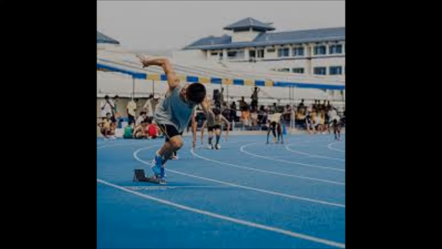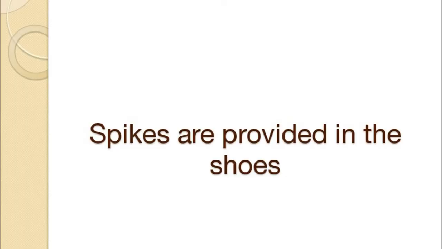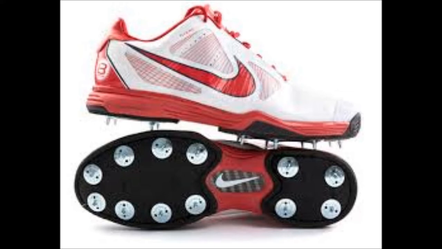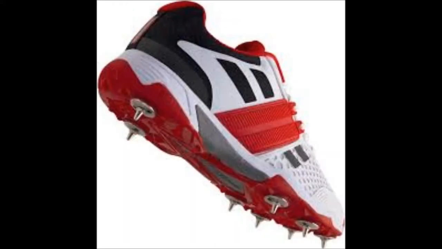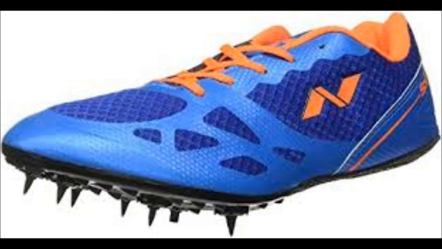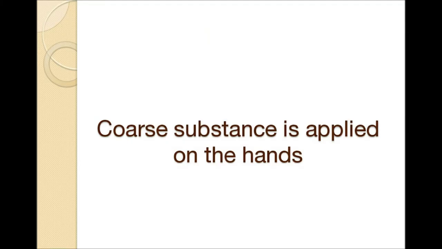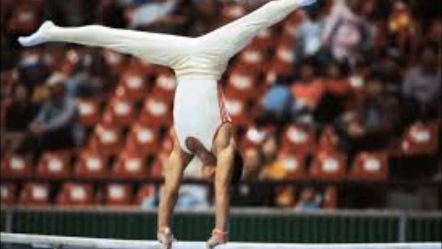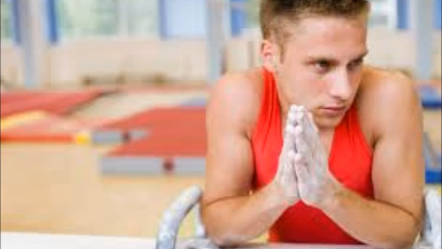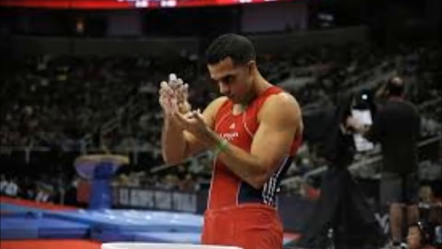The players and athletes have to run very fast, so greater friction is required between the soles of their shoes and ground to prevent slipping. To increase friction, spikes are provided in the soles of shoes worn by the players and athletes. Spikes are the pointed nails which get into the ground and increase friction between shoe and the ground. This prevents the slipping of the player or athlete while running fast. Gymnasts apply some coarse substance on their hands to increase friction for a better grip. Kabaddi players rub their hands with dry soil to increase friction and get a better grip of their opponent players so that they may not slip out of their hands.